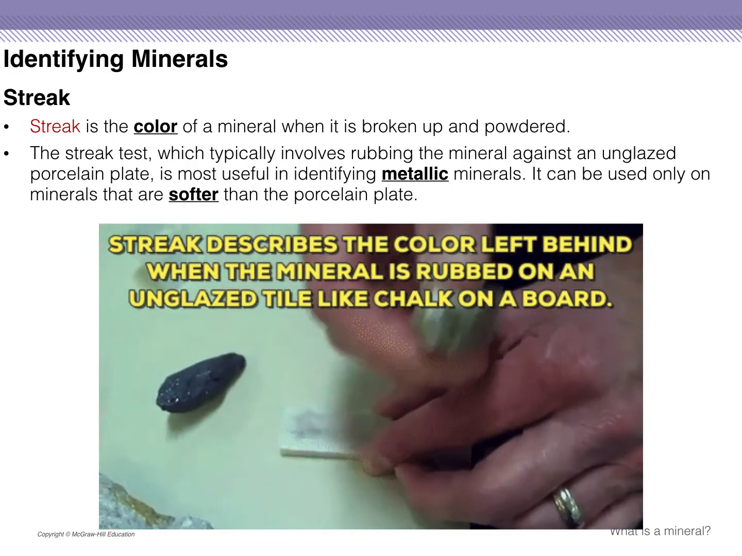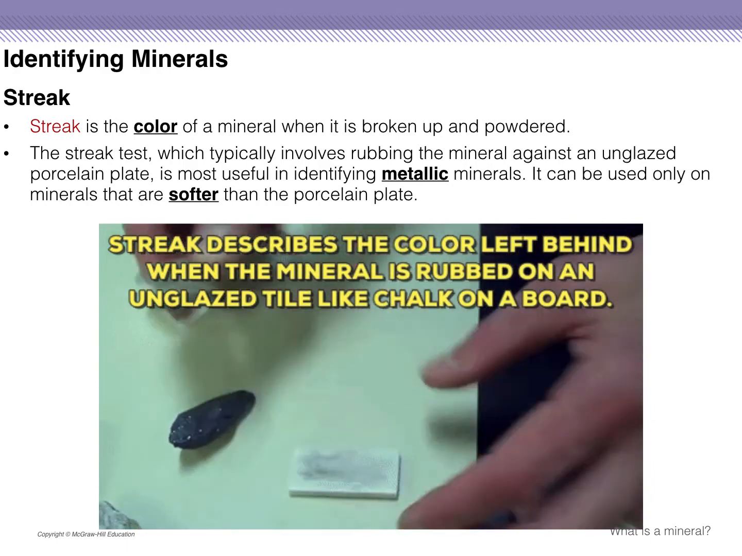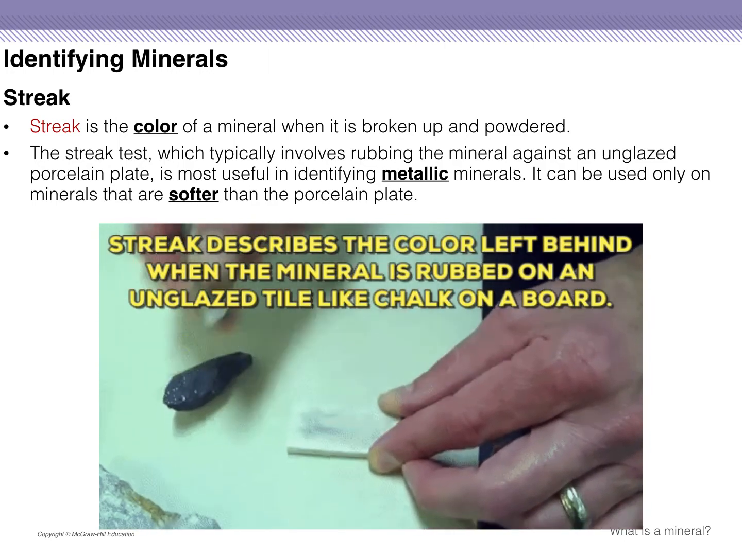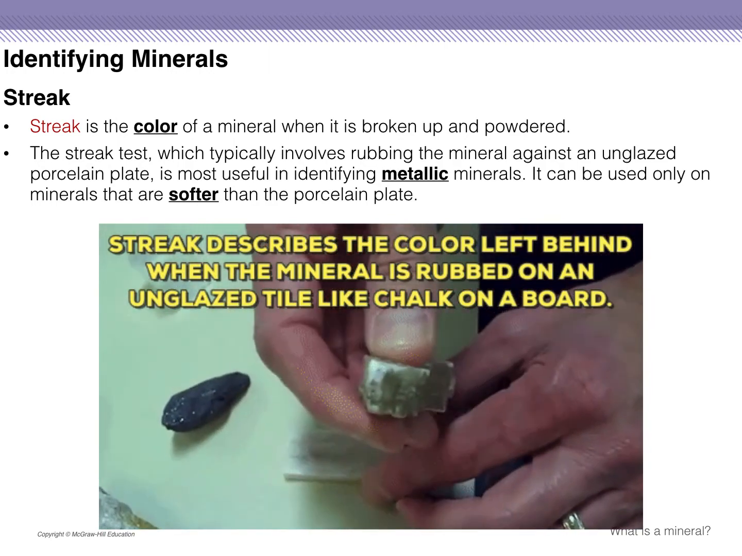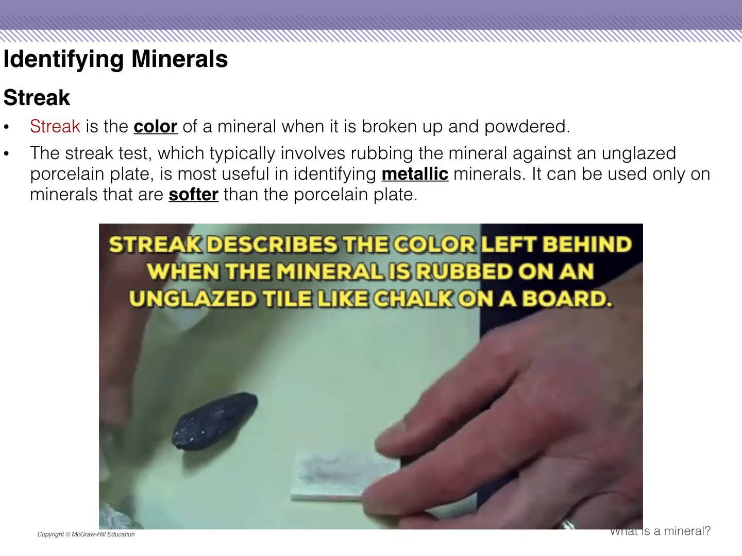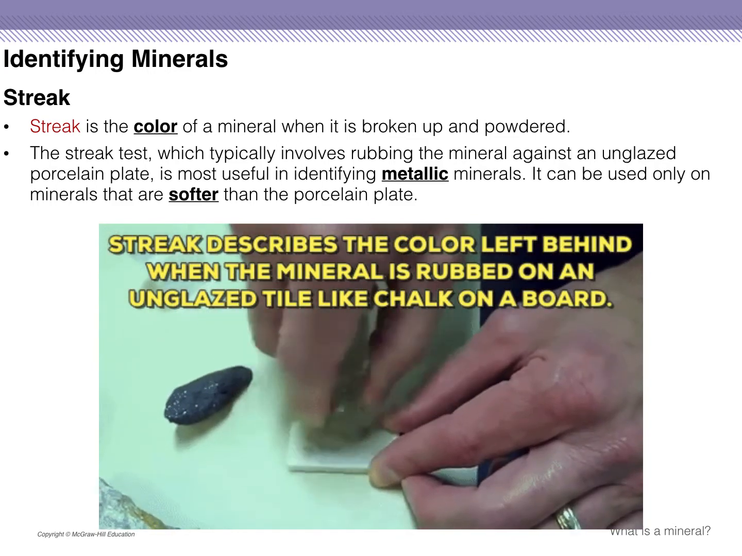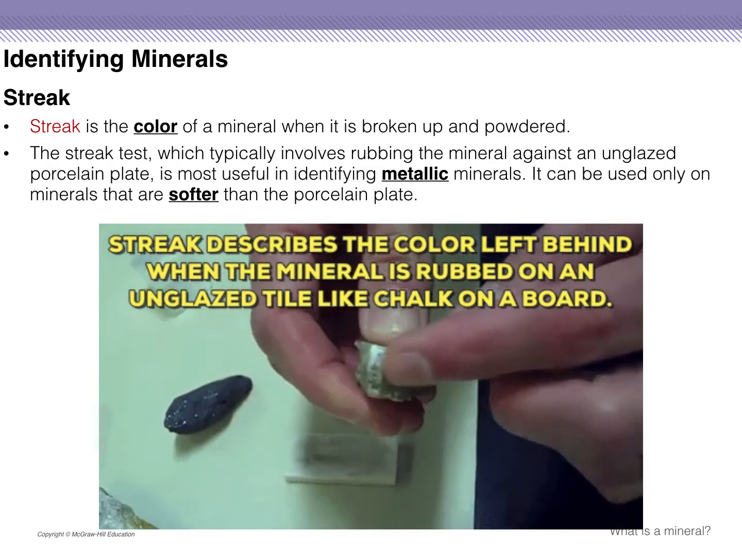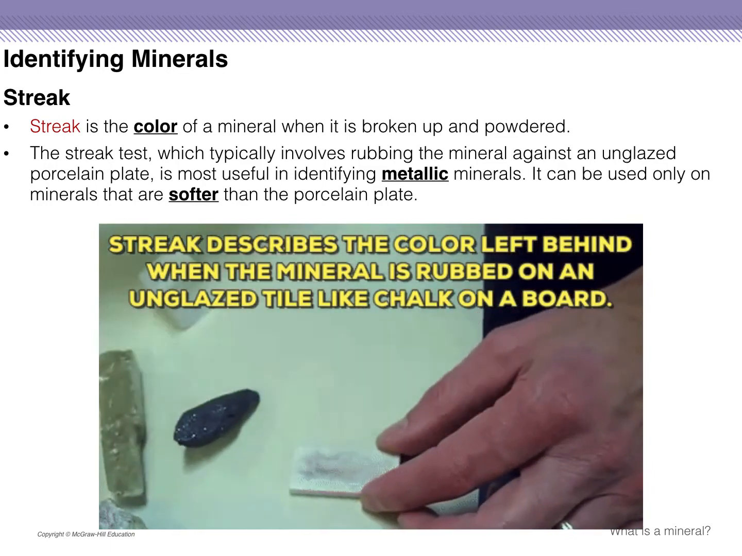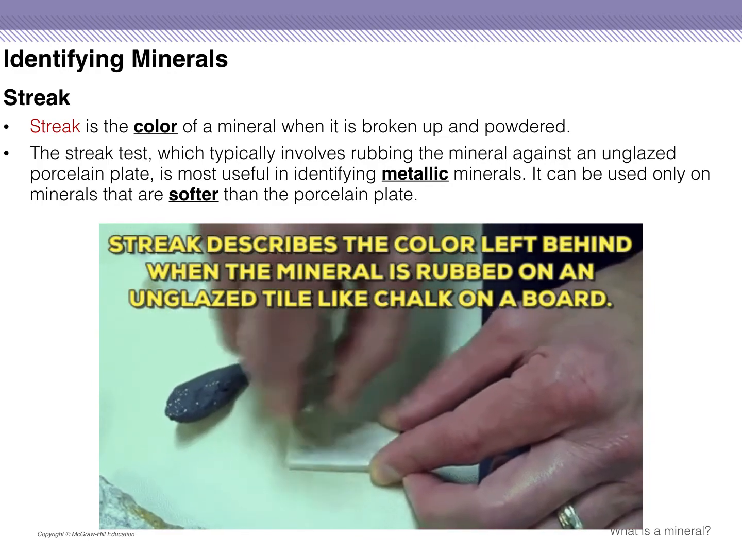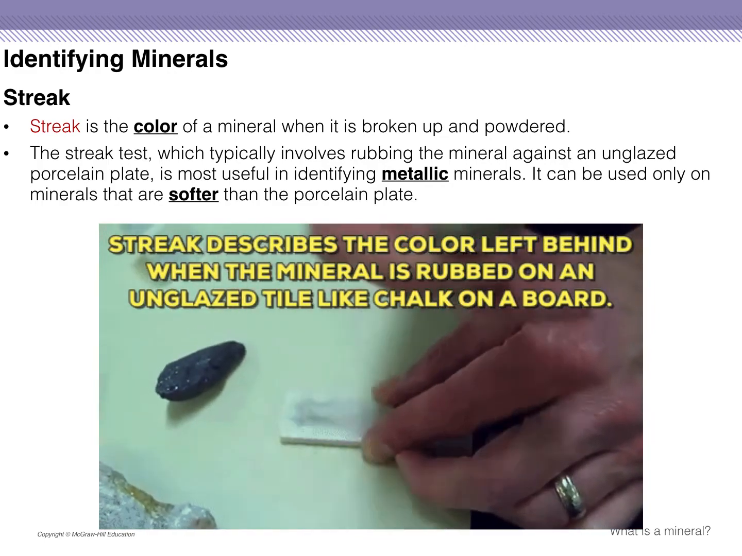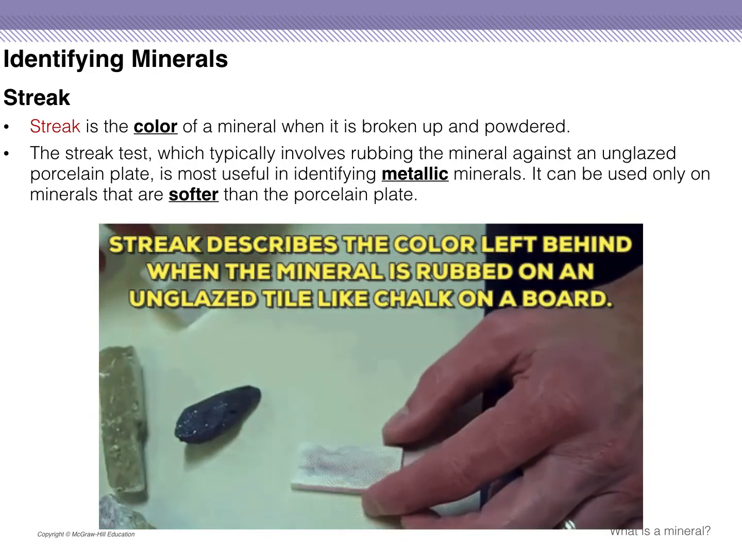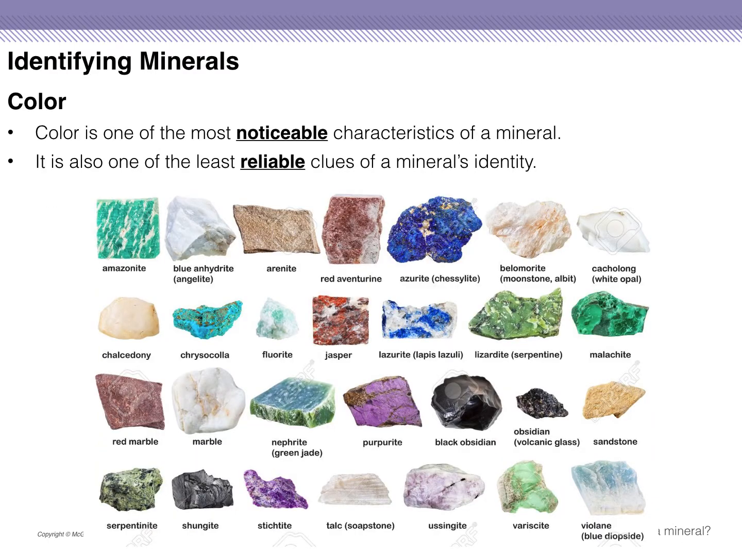Streak tests are another thing. Streak is the color of a mineral when broken up and powdered. The streak test, which typically involves rubbing the mineral against an unglazed porcelain plate, is often used to identify metallic minerals. It can be used only on minerals that are softer than the porcelain plate. And the weird thing about it is sometimes you will rub a crystal that's one color and it will streak a totally different color. And that's something that's important in identifying minerals.